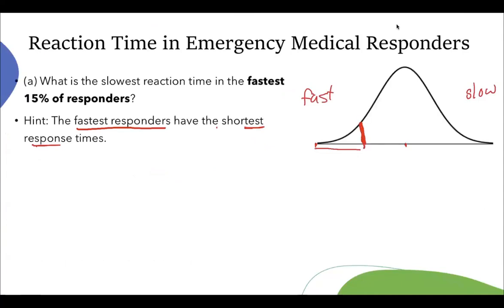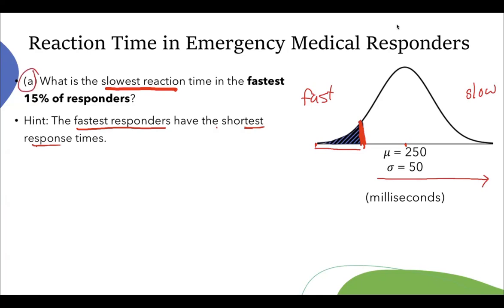This vertical line is the slowest reaction time for this group, this bottom 15%. Let's shade it in. They do get slower and slower, but part A is only asking us about this piece right here. So here's super fast, and then it just gets slower. This vertical line would be the slowest response time. We're trying to find that vertical line.